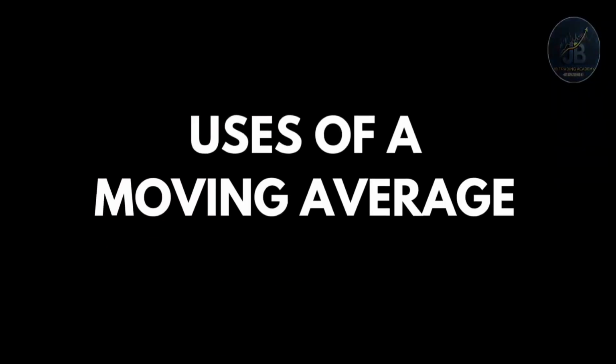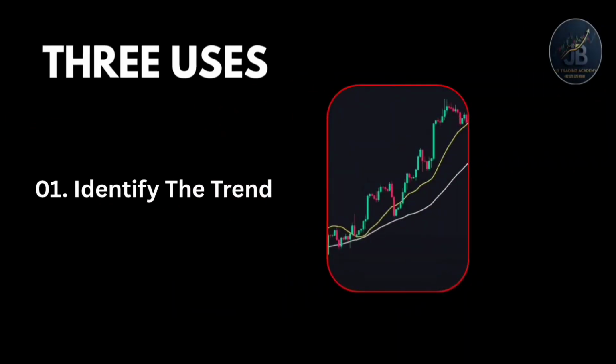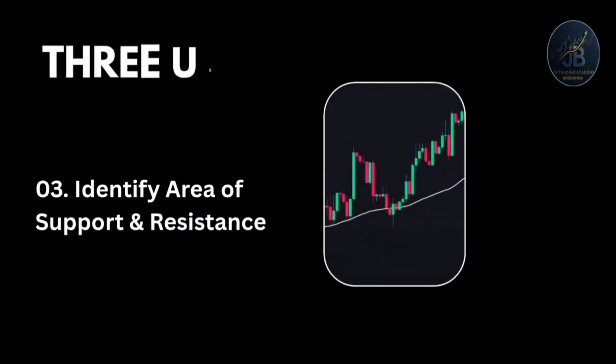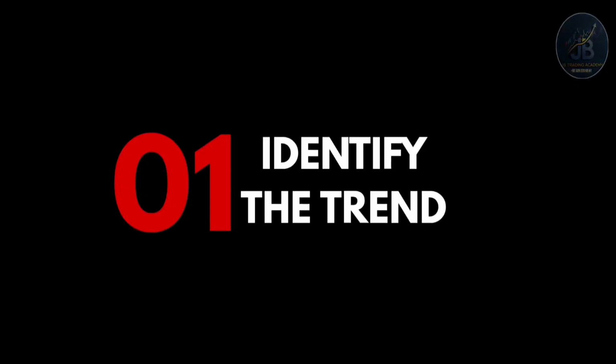Uses of a moving average. The moving average primarily has 3 uses. Number 1, identify the trend. Number 2, identify a trend change. Number 3, identify areas of support and resistance. Let's start with identifying the trend using the moving average.